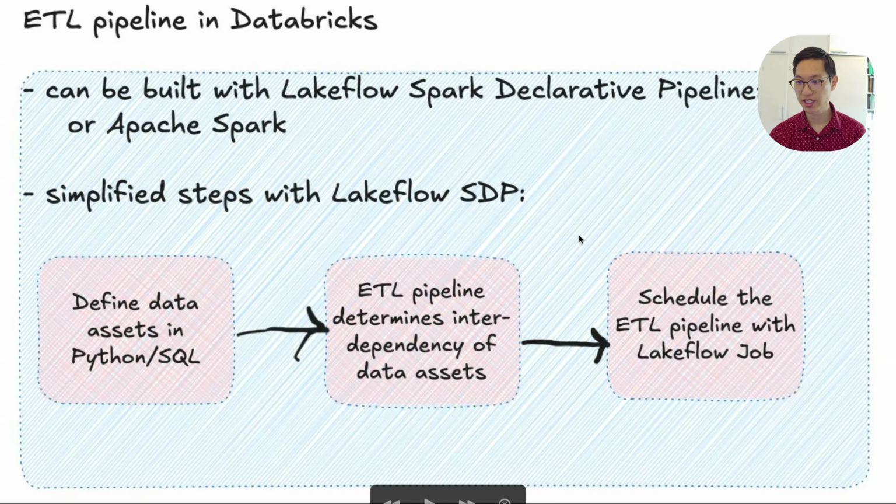So for example, simplified steps with Lakeflow SDP are like this. You define the data assets in Python or SQL, and then you have an ETL pipeline that determines the interdependencies of the data assets. So you will have a data lineage of your data. You will see each of the transformation steps. So this is really nice. And it's easy to follow and debug whenever something goes wrong, and also very easy to know how you get the data that you get, and what type of transformations it has gone through. And then you can also schedule the ETL pipeline with Lakeflow Jobs.